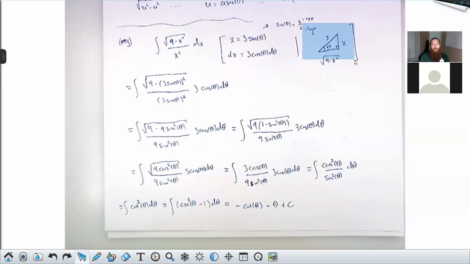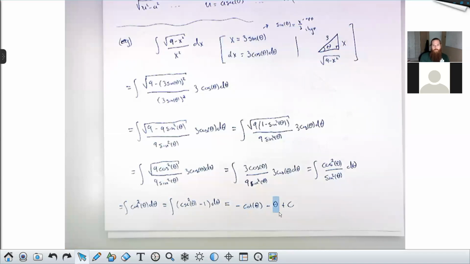Now, conveniently, I already drew my triangle, right? So there's a reason I like to get this out of the way up here. That way at the end, I don't have to change my track of thinking. I just finish up the problem. So cotangent is the adjacent over the opposite, right? It's the reciprocal of tangent, so it's going to be this over this.